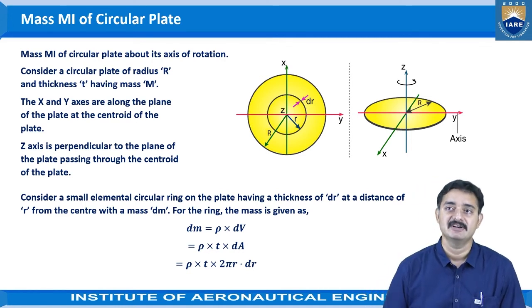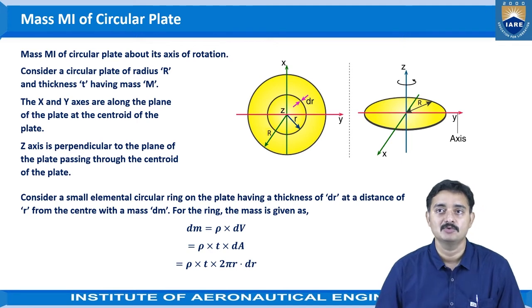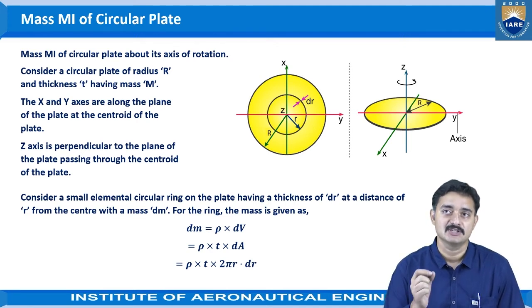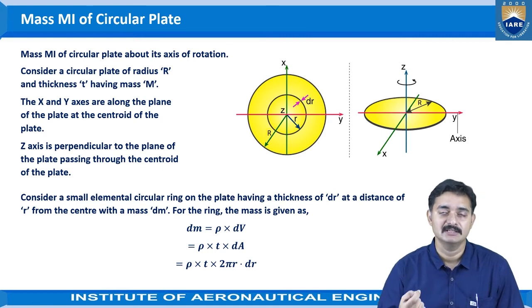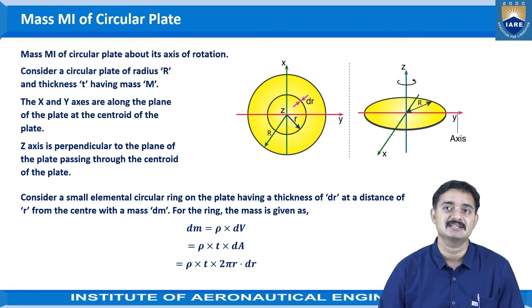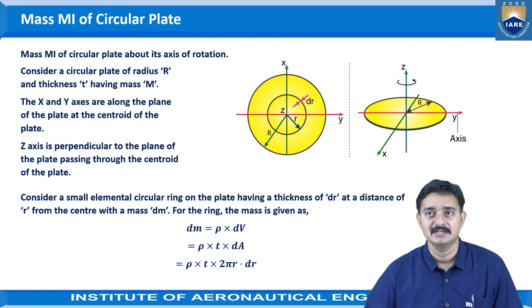The mass is given as dm equals density into volume. So the small mass which is being considered, dm, can be represented as density into volume, where the volume is expressed in terms of the thickness of the plate and the area dA of the plate.